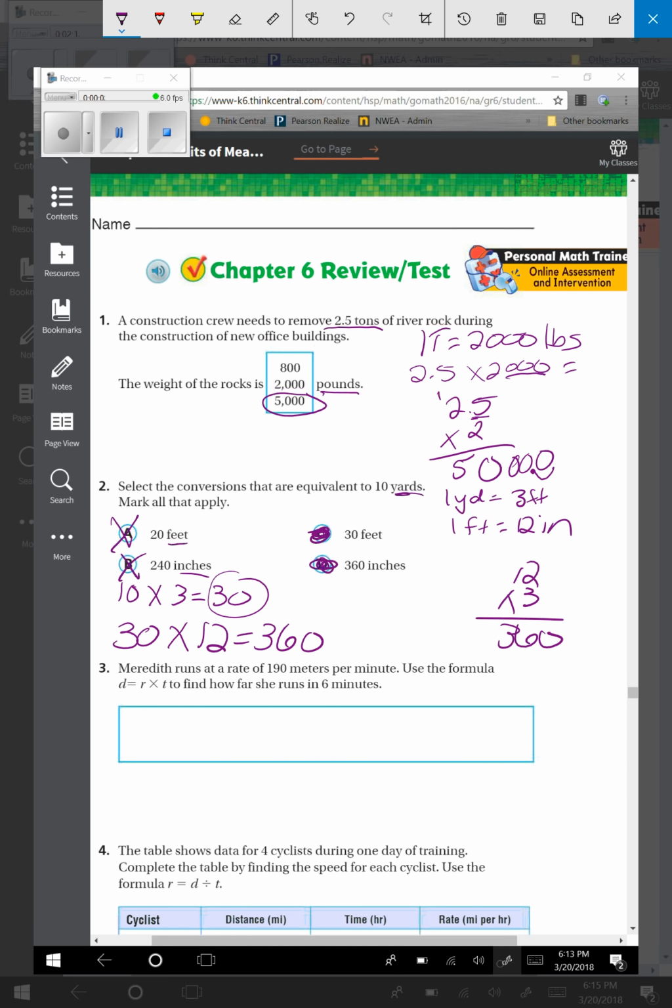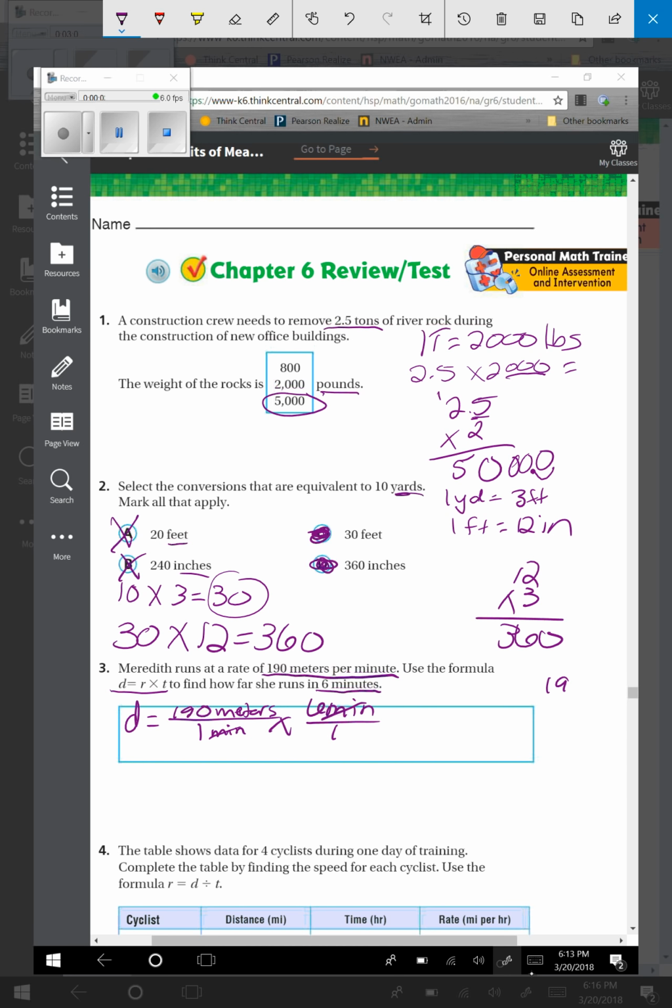Number 3, Meredith runs at a rate of 190 meters per minute. Use the formula D equals R times T to find how far she runs in 6 minutes. She runs 190 meters per minute. We're going to use this formula and figure out how much she runs in 6 minutes. So we're going to take D equals the rate, which is 190 meters for every 1 minute. And we're going to take that times the time, which is 6 minutes, over 1. Cancel out our units, so we know our final answer is going to be in meters.